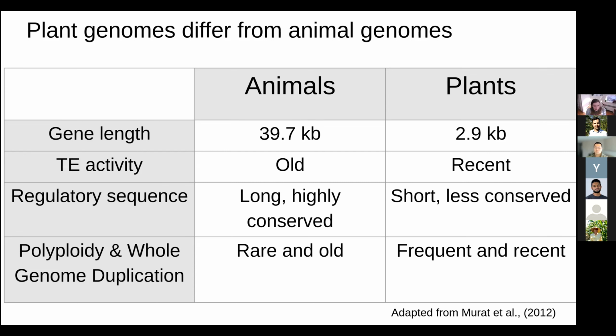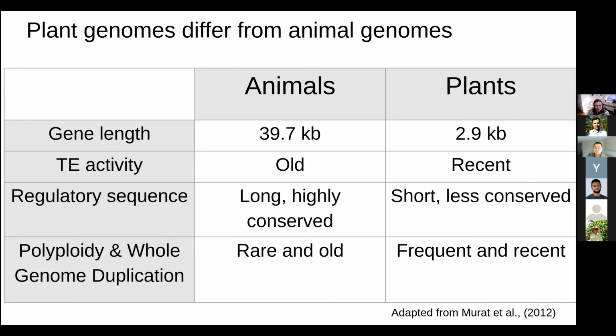And then a final difference between these genomes that we'd be remiss not to highlight is the fact that plant genomes have a whole lot more polyploidy and whole genome duplication than is found in animal genomes. And when it is seen in animals, it's pretty rare and very old.